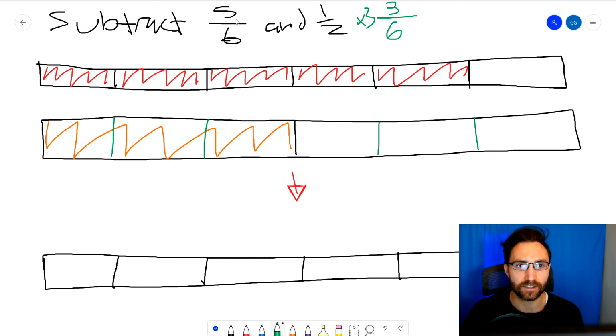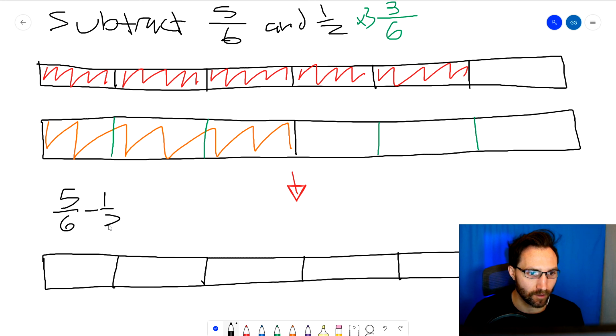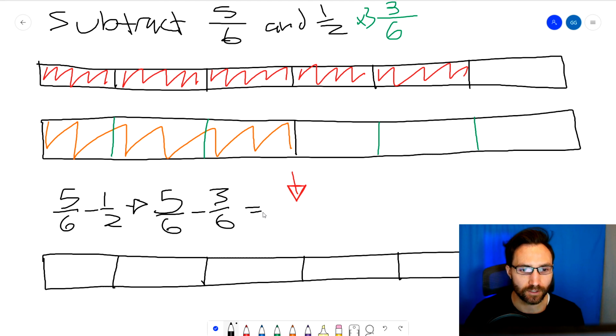So now what is 5/6 minus 3/6? We have 5/6 minus 1/2, which went to now 5/6 minus 3/6 equals, do we subtract the denominators?